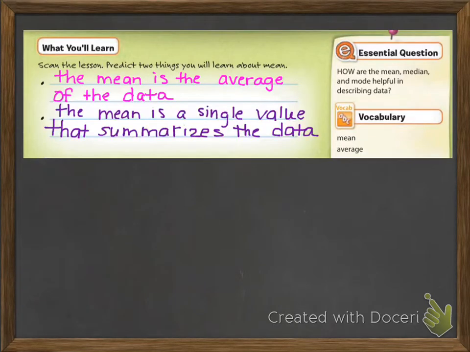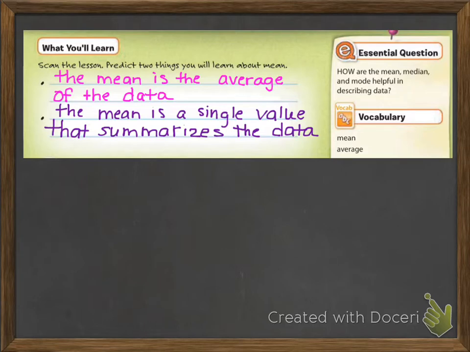The mean is also a single value that summarizes the data. So the word summarizes here is basically just to mean it stands for or it represents. So for instance, you wouldn't have numbers like 50, 52, 56, and 55 and then have a mean or an average of 100. So it would be somewhere in the 50s because this is the number that's supposed to represent the majority of your data.